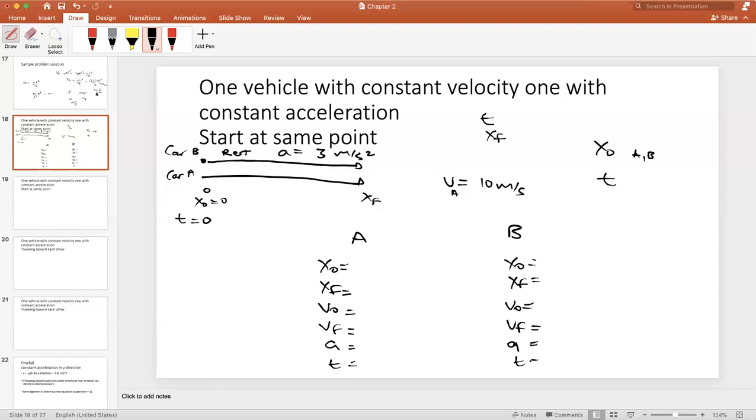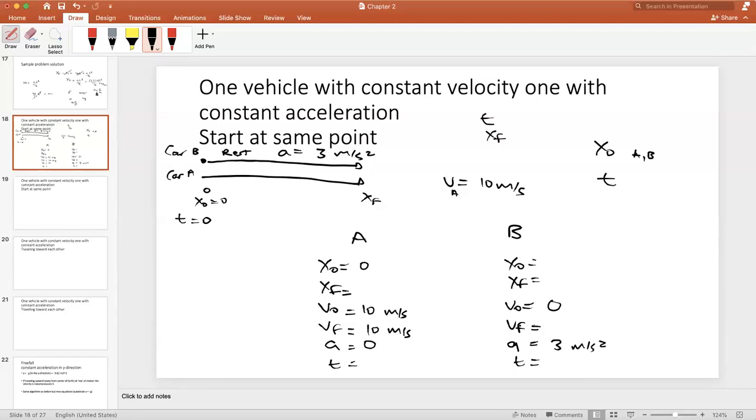The first thing we're told is that vehicle A has a constant velocity of 10 meters per second. And so its final and initial velocities are the same. They're both 10 meters per second. That means its acceleration is 0. So vehicle A is not accelerating at all. And it starts from 0. We don't know its final position yet, and we don't know how long it takes to get to that final position yet. Now, for car B, it started at rest, with an acceleration of 3 meters per second squared.